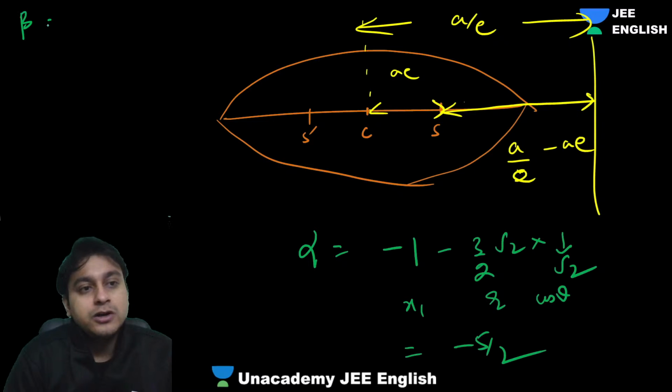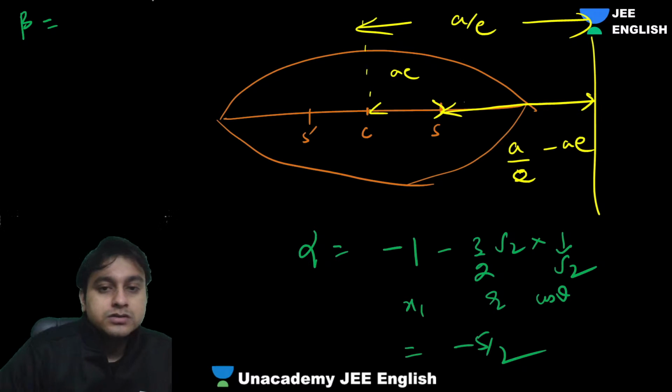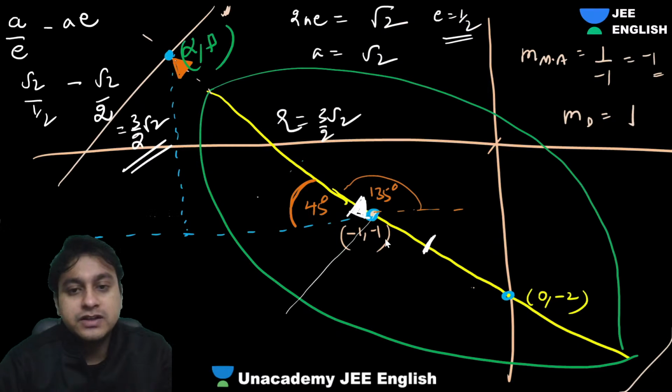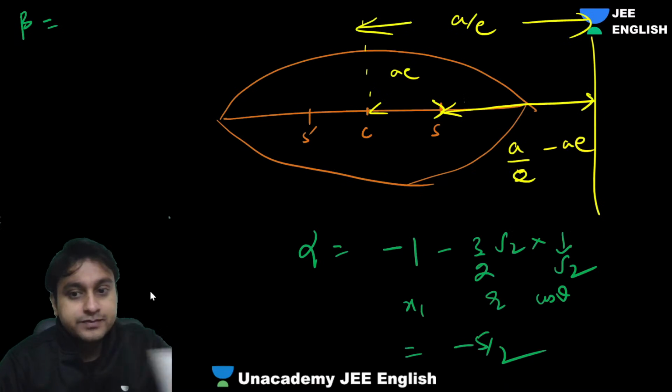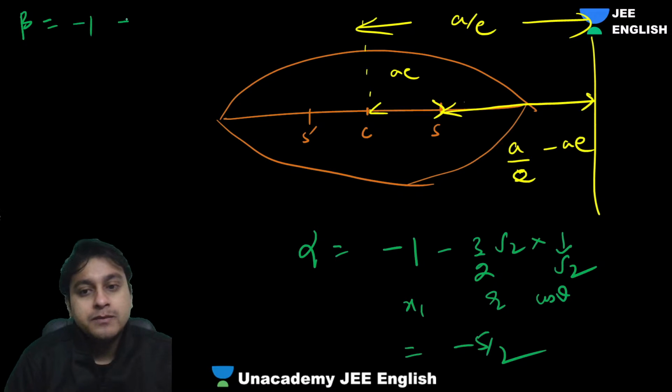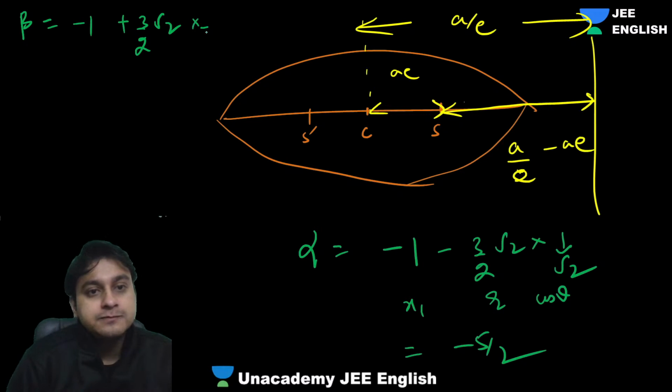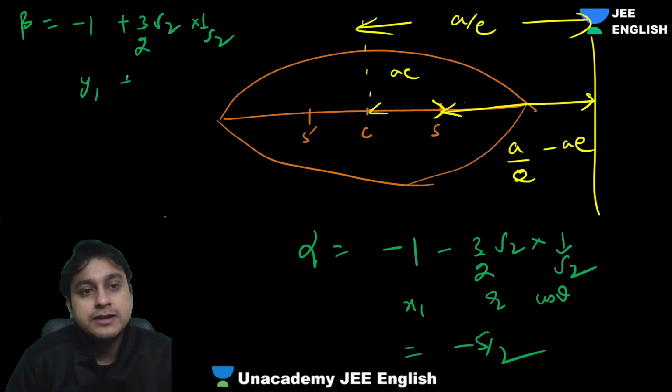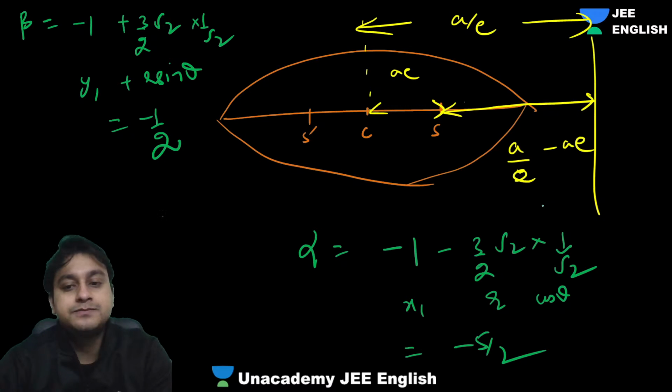And guys, beta is what? Here, it's adding: minus 1 plus R sin theta. Sin 45 is again the same. What I did is y1 plus R sin theta. So this is coming as minus half. Great, job done, finished.